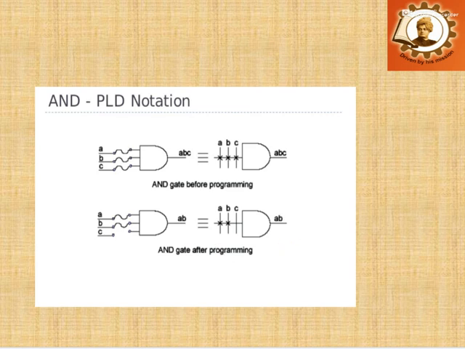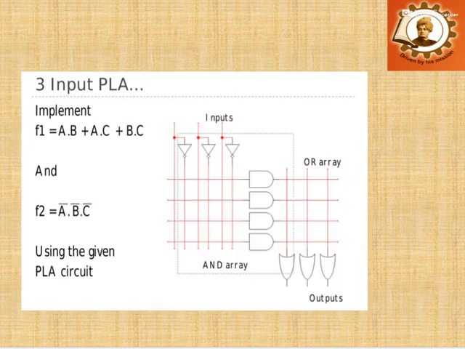Now let us take an example of a PLA. For this PLA, F1 and F2 are given, and the question is how to implement F1 and F2 by changing the input connections. According to this combination, you use your AND plane and the output will come from the OR plane.